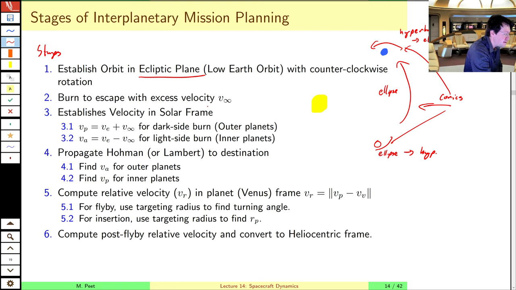So starting with an ellipse, we'll burn to escape velocity, right? Escape velocity. And we're going to go beyond escape velocity, right? So somehow beyond. We'll use the Oberth effect to help us here, and we'll talk about that in a second. So that once we leave the sphere of influence of the Earth, we have some excess velocity.